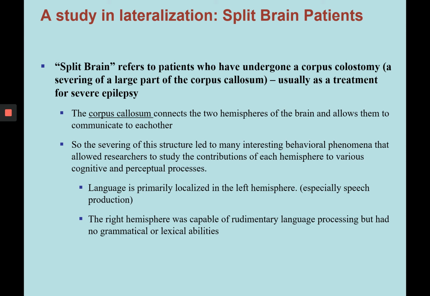So there were some things that these individuals were no longer able to do, or that took some workarounds. We know language is primarily localized in the left hemisphere, so speech production. And the right hemisphere is mainly capable of just basic language processing. But you can't use the right hemisphere neurons to produce speech, just understanding it. It's more sensory.